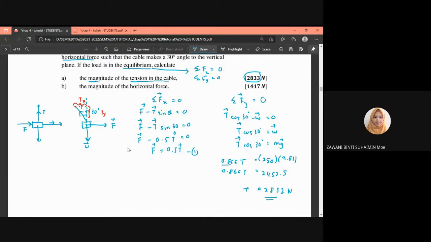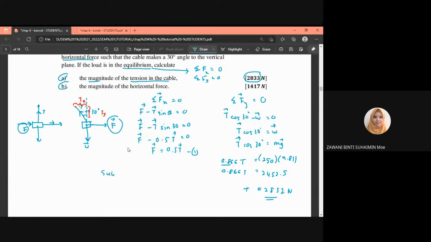Okay, so lepas tu settle question A. So now dia nak minta pula kita horizontal force tadi berapa. Okay, so maksudnya force yang inilah. Yang ini. Force yang ini. So maksudnya F kita berapa. So daripada equation pertama ini, okay, kita tahu bahawa F is equal to 0.5T.